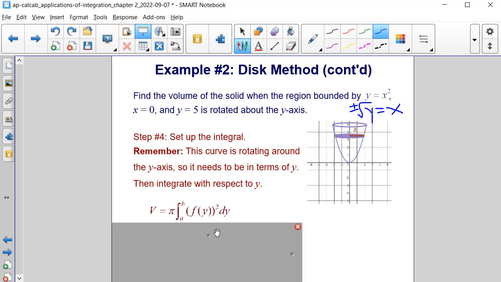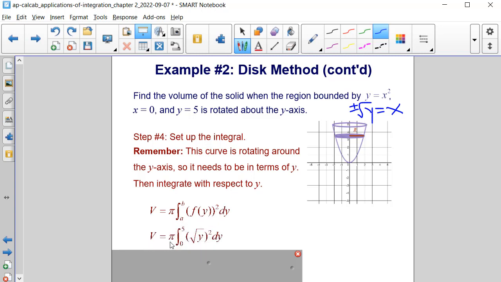So then if we substitute our f of y in and square it, we'll have that the volume is equal to pi times the integral from 0 to 5 of the square root of y quantity squared dy. Now, you can put the plus or minus in there, or you can leave it out. The reason we could leave it out is because once we square the square root of y, the square root's going to go away. So we can rewrite this as pi times the integral from 0 to 5 of just y dy.